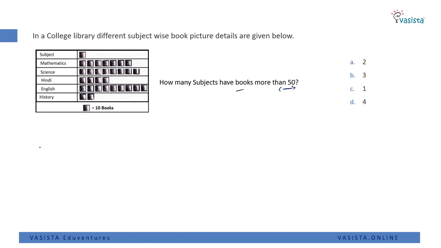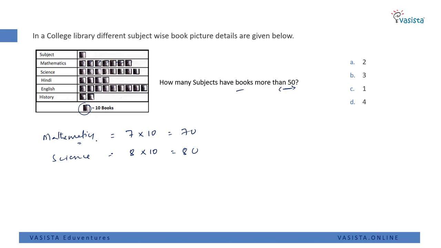See, let us check out mathematics. Right, first one is mathematics. But here each square represents 10 books. See how many are there here? 1, 2, 3, 4, 5, 6, 7 is there. That is 7 into 10, which is going to be 70. Now science. So 1, 2, 3, 4, 5, 6, 7 plus 1, 8. 8 into 10, which is going to be 80. This is science, right?